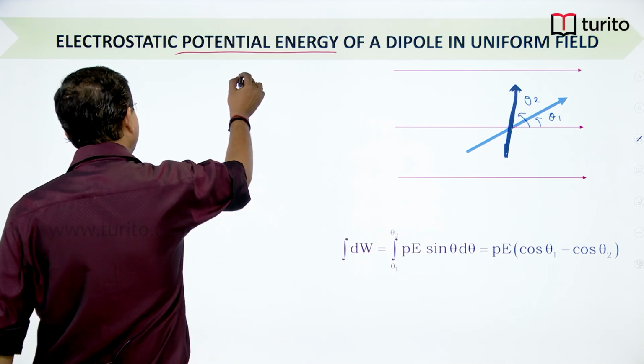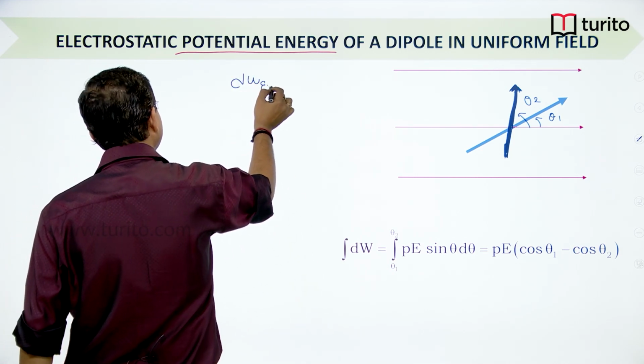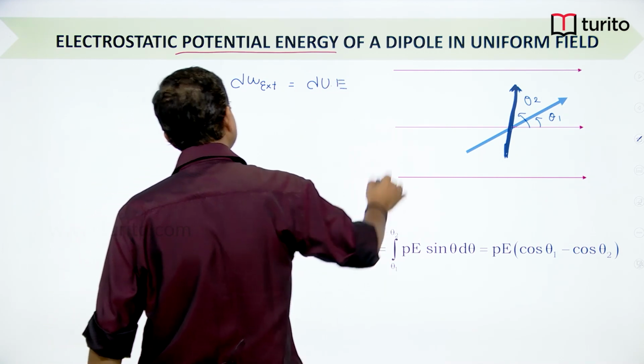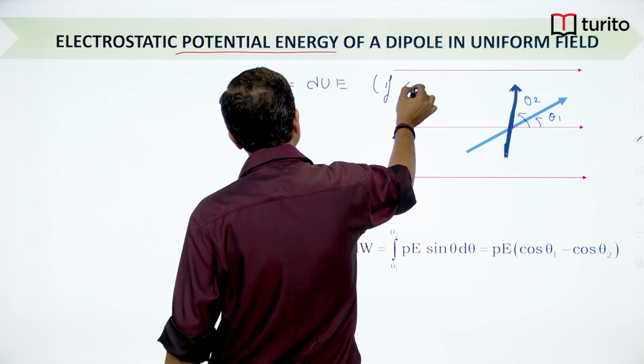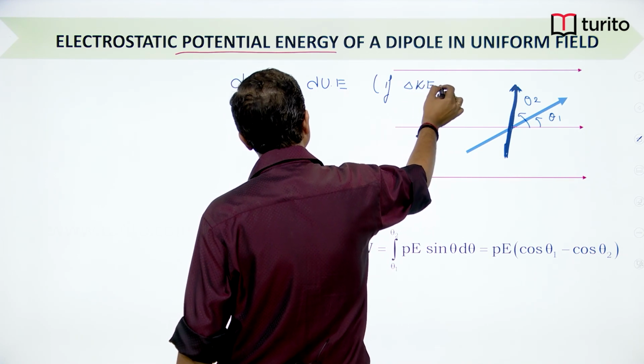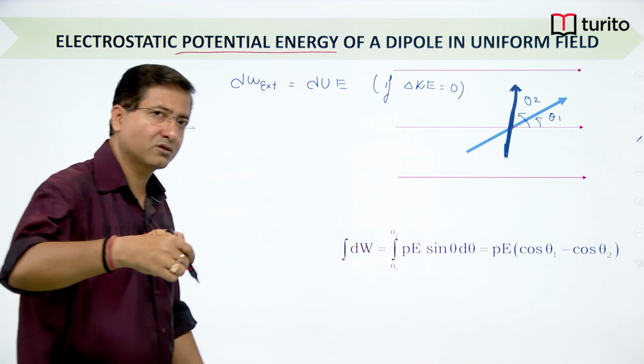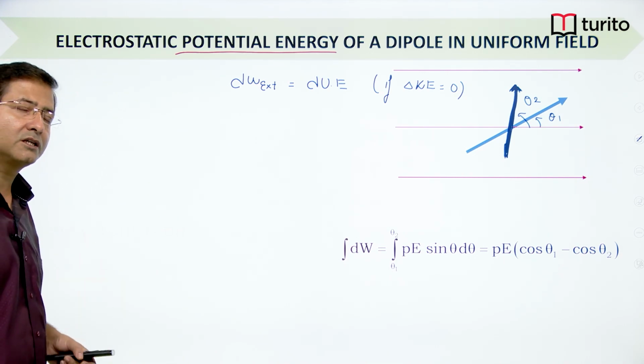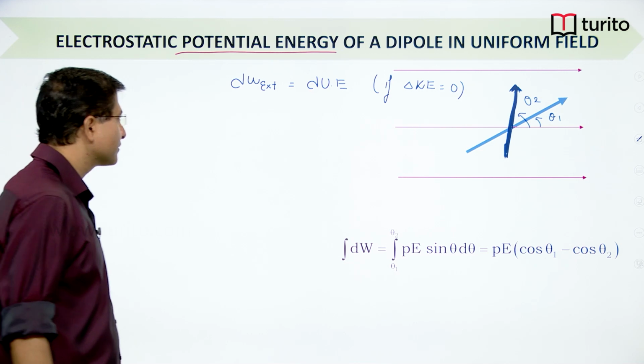So, we know work done by external is equal to change in potential energy, provided there is no change in kinetic energy. So, if we are doing this process slowly, then whatever work we are doing, that will completely go in the form of change in potential energy of the system, right.